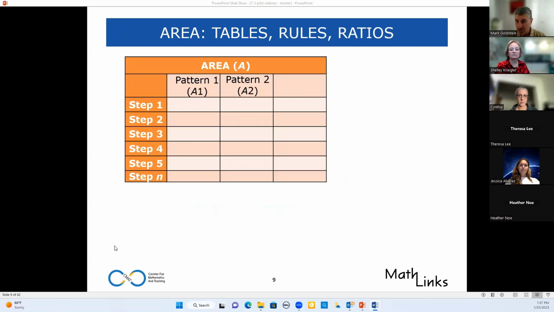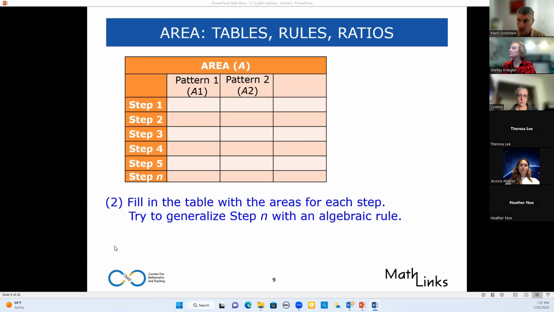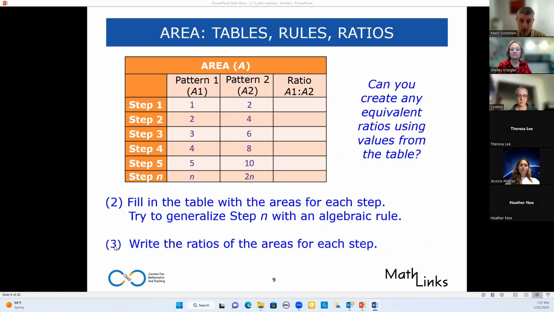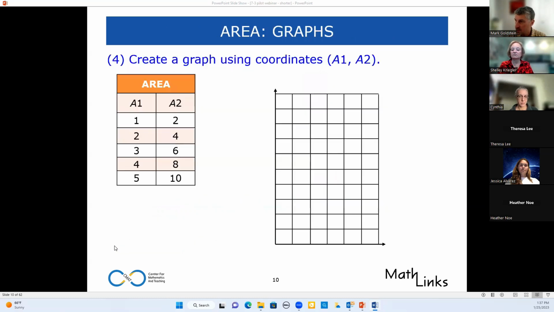Students fill in a table with area data for both patterns, and they try to come up with algebraic rules. And that's shown here after students have some work time. And then we explore whether equivalent ratios exist within this table, and yes, they do.